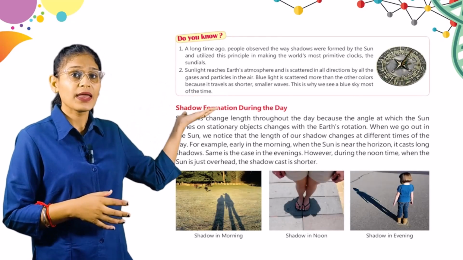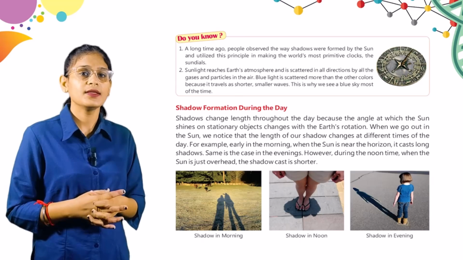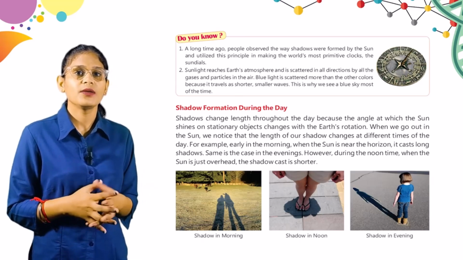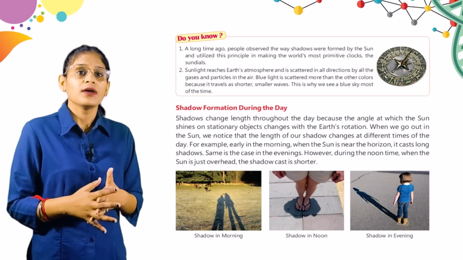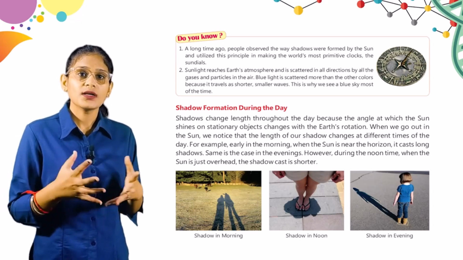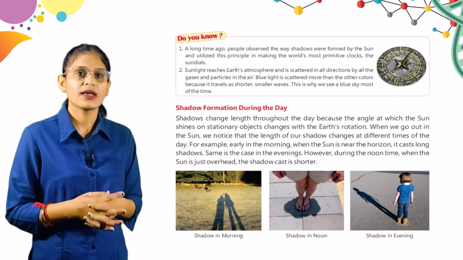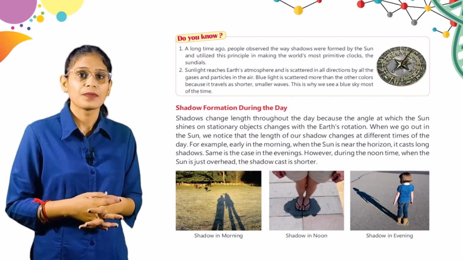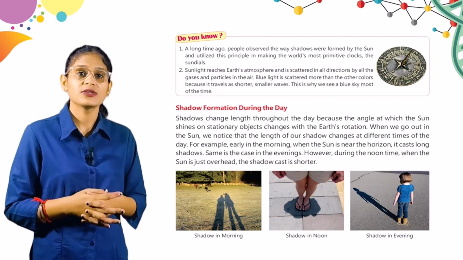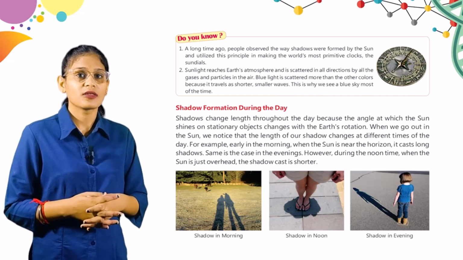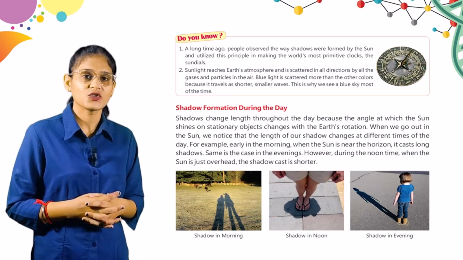Now, do you know? A long time ago, people observed the way shadows were formed by the sun and utilized this principle in making the world's most primitive clocks, the sundials. Second, sunlight reaches Earth's atmosphere and is scattered in all directions by all the gases and particles in the air. Blue light is scattered more than the other colors because it travels at shorter, smaller waves. This is why we see a blue sky most of the time. Get it, students?